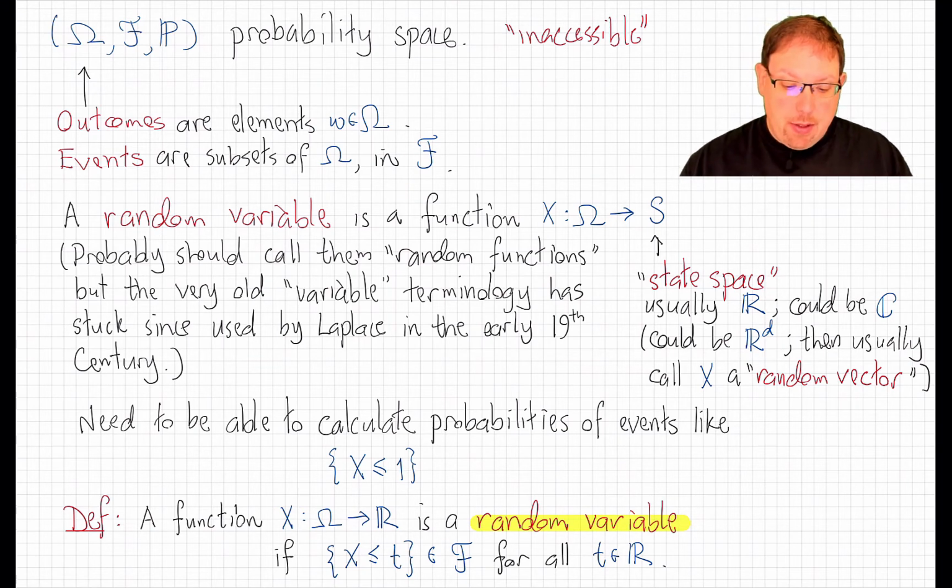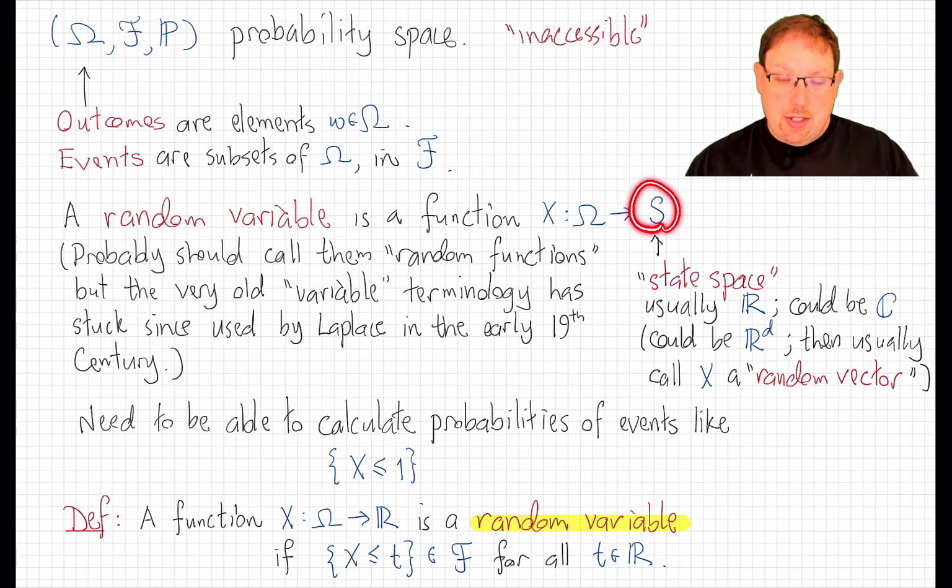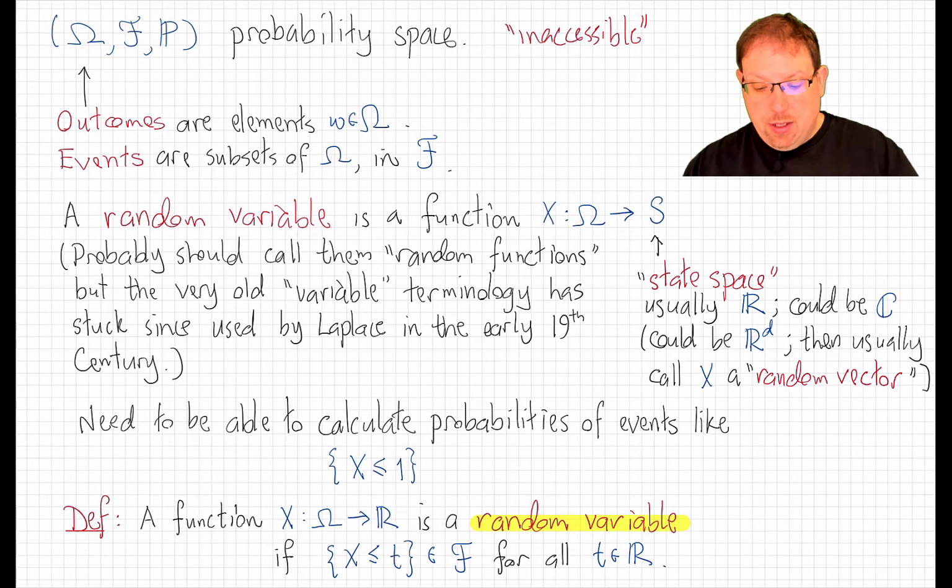A random variable in this model is a function from the sample space to some other set, which is called the state space. Most of the time, that will be the real line for us. It could be the complex plane. We can consider complex valued random variables. It could be Euclidean space of dimension d. Usually we would call random variables taking values in R^d random vectors. It could be an infinite dimensional Hilbert space or something else. We should keep an open mind.